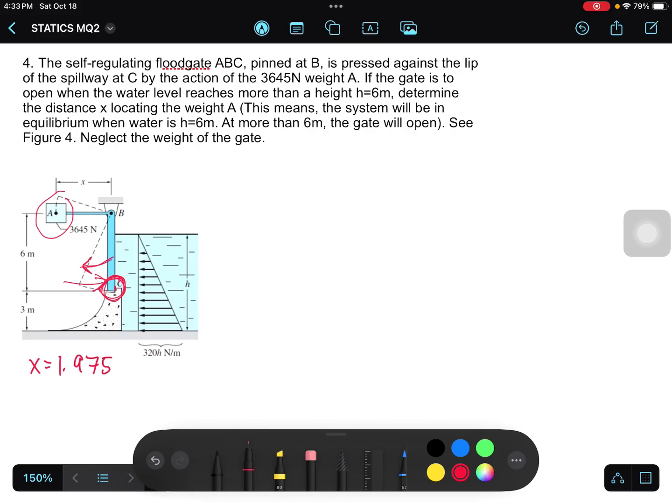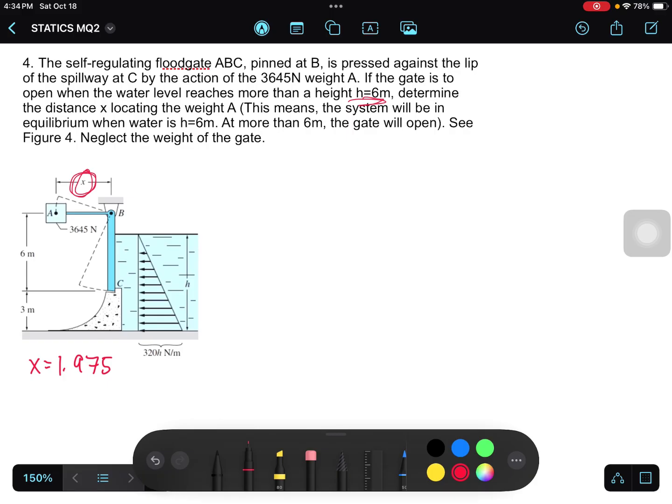Pero as long as below 6 meters pa, okay pa yung pabigat, pinupush niya yung gate papunta sa point C. So, may touching surface pa, so may normal force pa doon. But remember, kapag mag-open na siya, hindi na kaya ng pabigat. So, there's no more touching. Mag-open na yung gate kapag above 6 meters na yung height ng water. So, for that, determine the distance x locating the weight A.